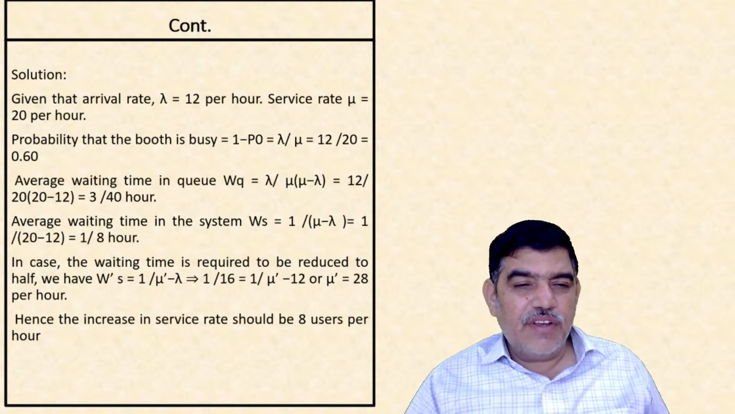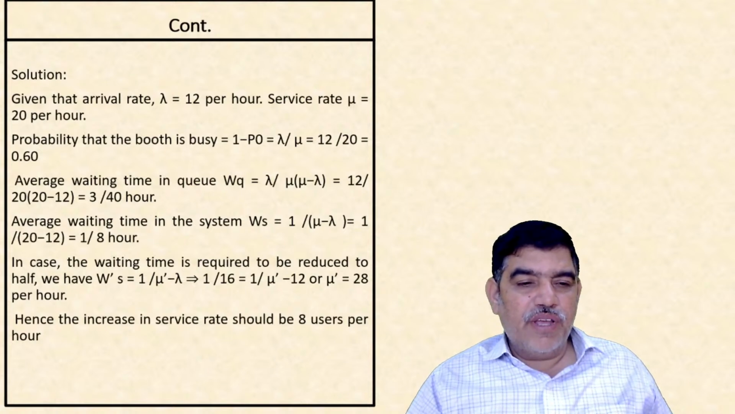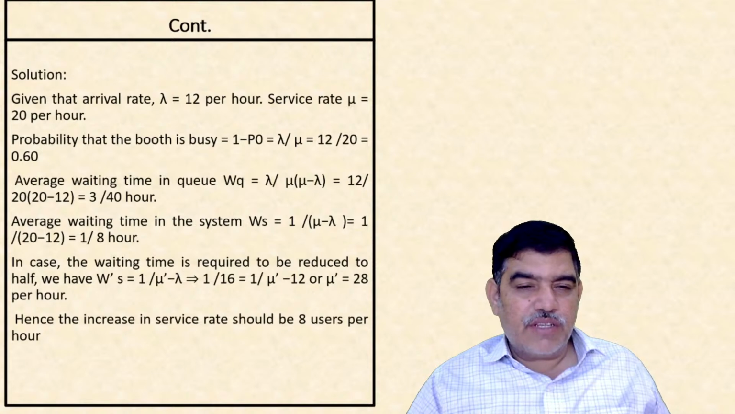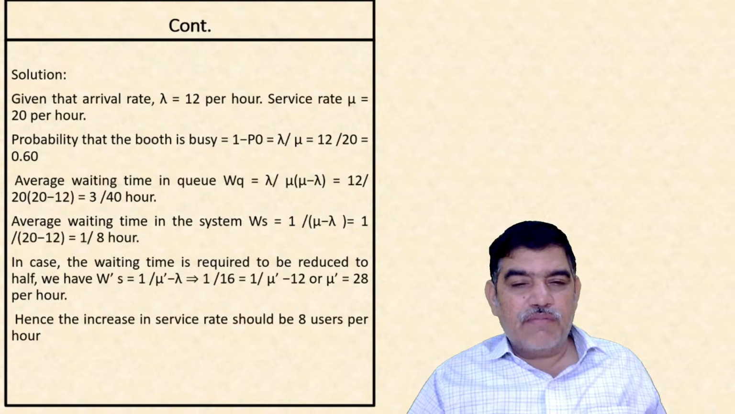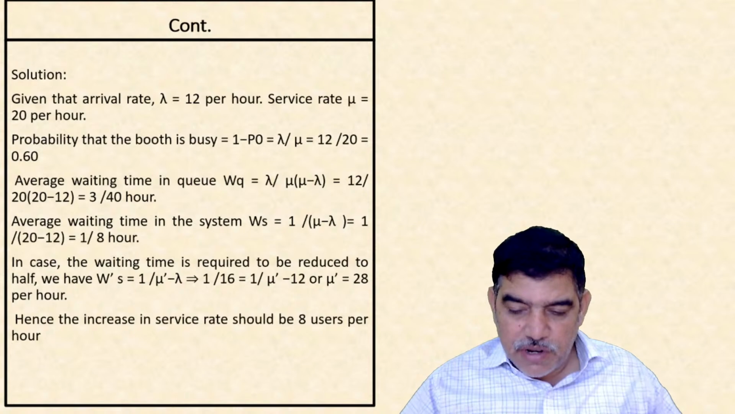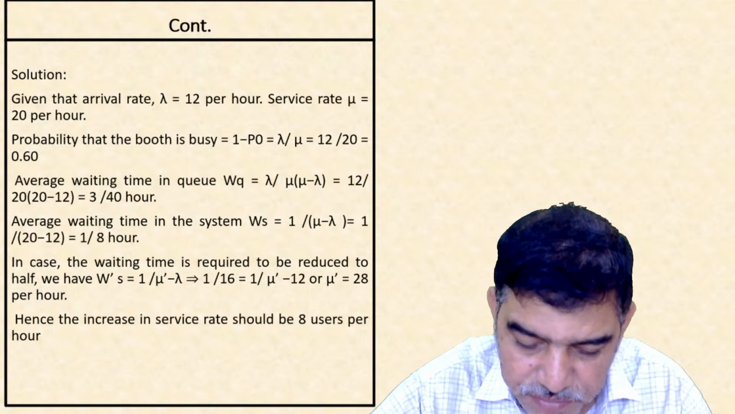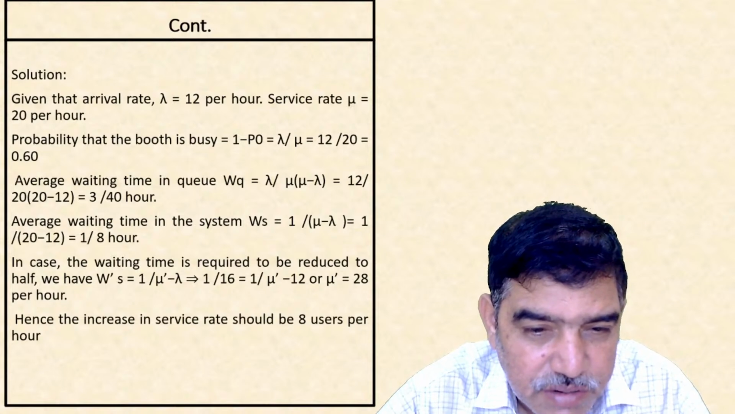In case the waiting time is required to be reduced to half, we have Ws equal to 1/(mu minus lambda), that is 1/16 equal to 1/(mu dash minus 12), or mu dash equal to 28 per hour. Hence the increase in service rate should be 8 users per hour. This is your quick example of how to calculate the service rate.